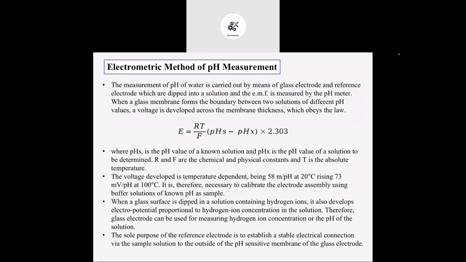Okay, so the measurement of pH is carried out by means of the glass electrode that we saw and the reference electrode, which are dipped into the solution, and the EMF is measured by the pH meter. That pH meter will measure the EMF, which is the current passing through that particular solution. When the glass membrane forms the boundary between two solutions of different pH values, a voltage is developed across the membrane thickness, which obeys this particular law. By using this law, we can calculate the pH value or the EMF generated, and that EMF is directly proportional to the pH value.